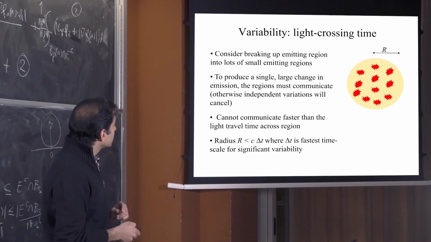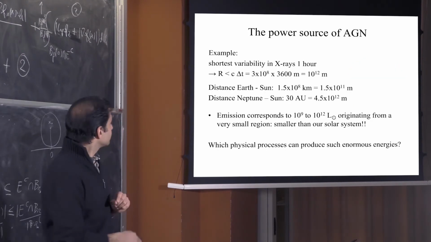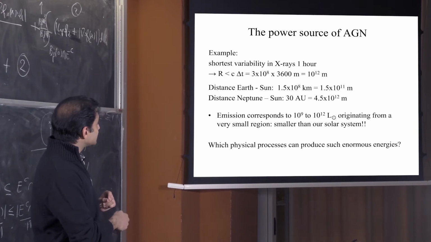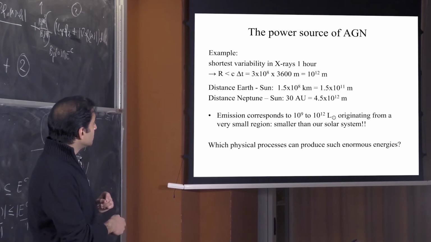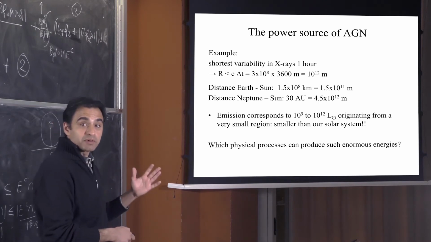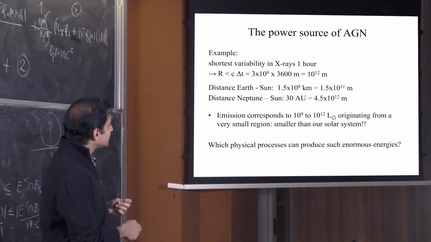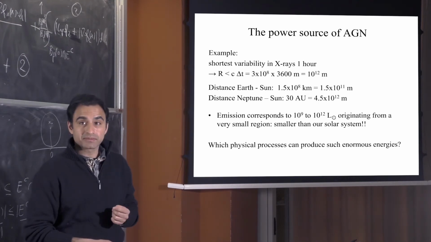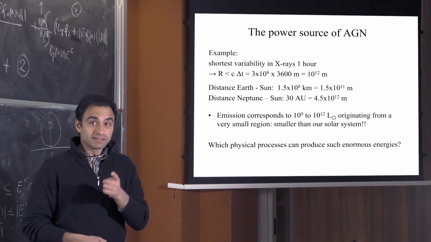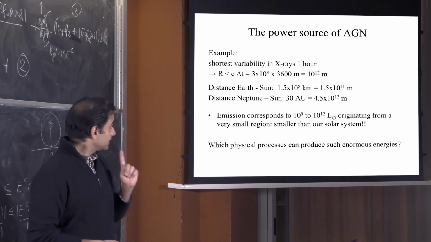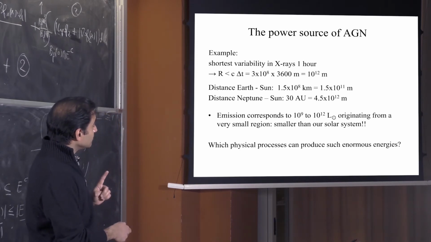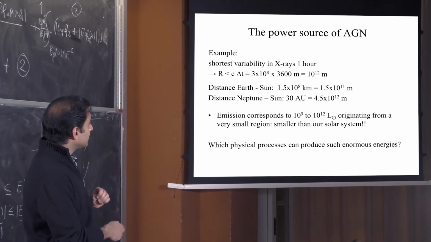Look at this. If we actually do the maths, we find that this size is of the order, based on the variability of, let's say, 1 hour, which is the minimum variability that you observe in X-rays, you get sizes of the order of 10 to the 12 meters. Does this ring any bell? Yes, it does, because 10 to the 12 meters is of the order of the distance between the Earth and the Sun, which is about 1.5 times 10 to the 11 meters.